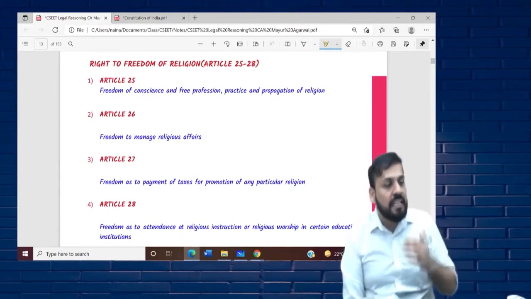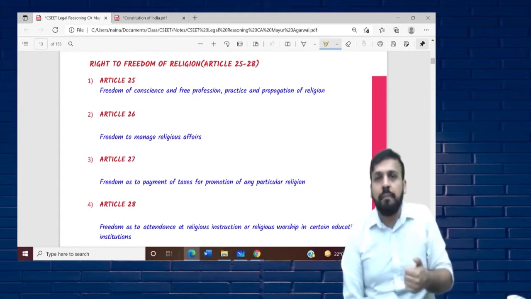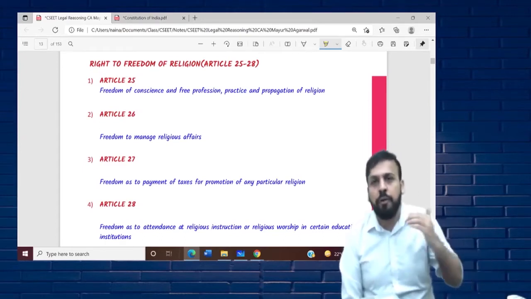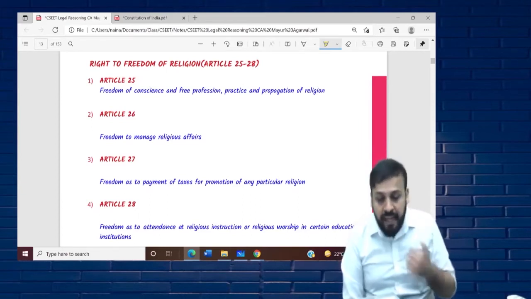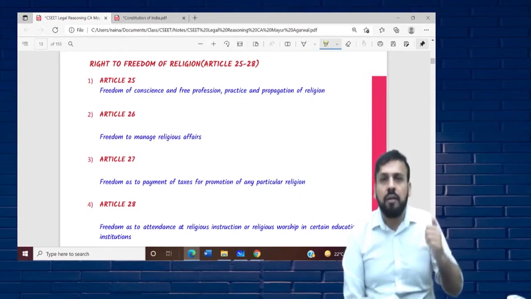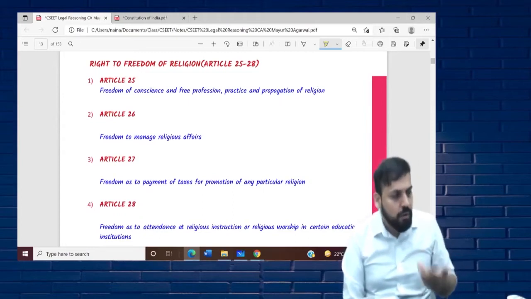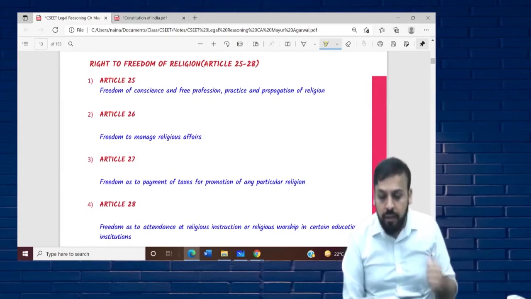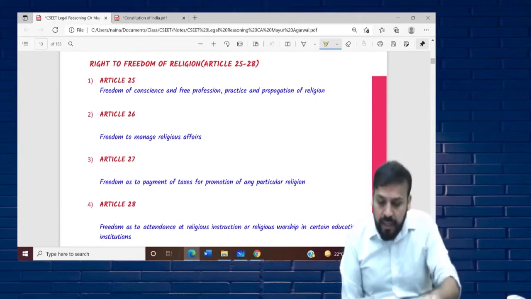See, can you practice any religion you want to? Suppose I am Hindu, I want to follow Christianity. Or I am Christian, I want to follow Hinduism. Can I change the religion and follow what I want to? Yes. Can I manage religious affairs? Can I conduct arti, puja, whatever I want to do? Or religious activity? Can I do that? Yes, it's my right. Okay. And those organizations running religious activity need not pay taxes. They are not being charged that much. Okay. And you can attend any religious workshop.